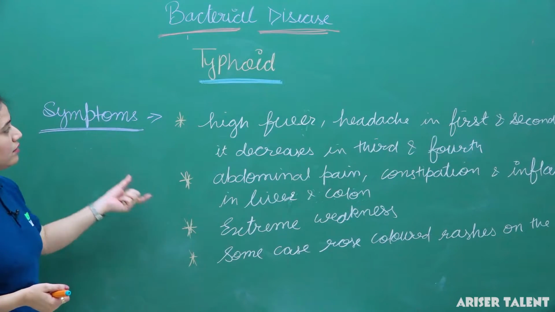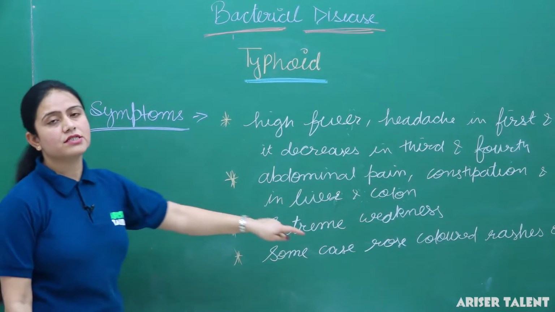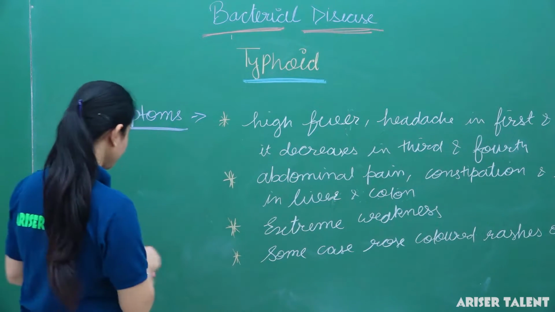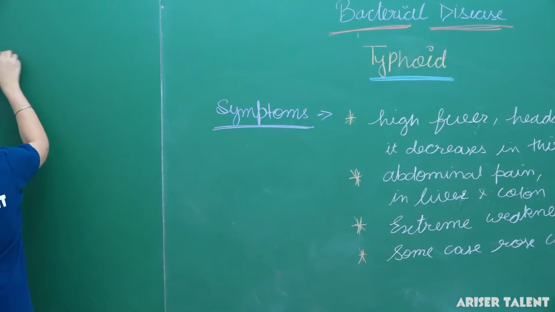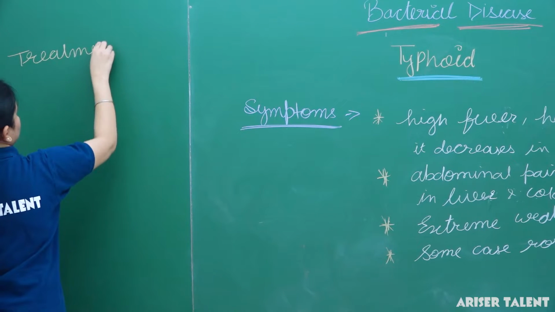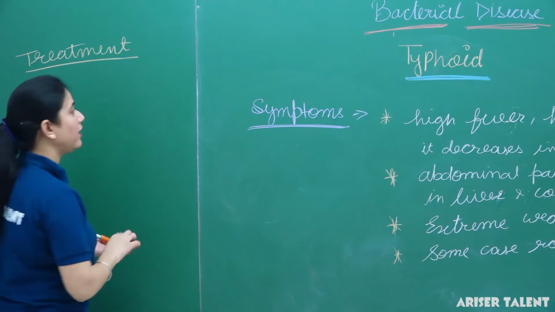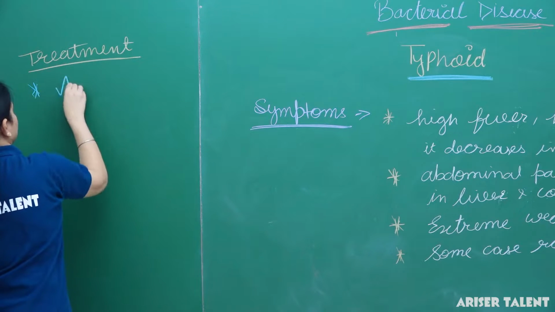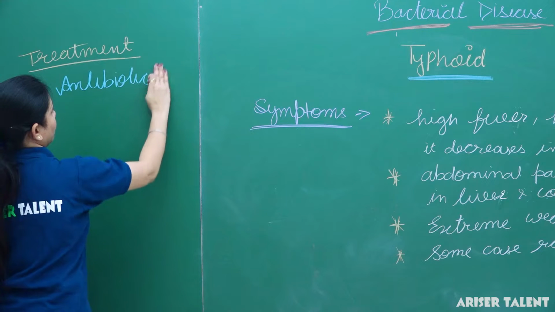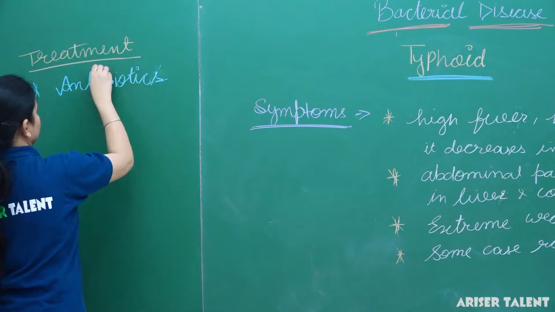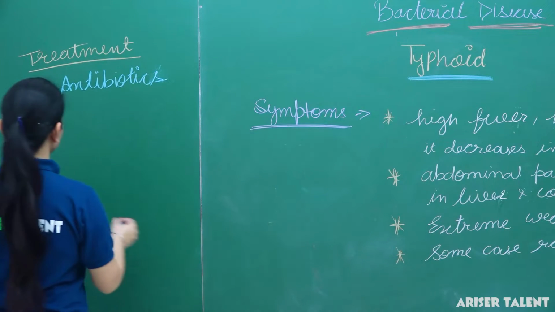Once you take the patient to the doctor, what kind of treatment is given? Generally, the patient is given antibiotics. If we talk about treatment, then treatment is antibiotics. A regular dose of antibiotics will be given to the patient to recover.